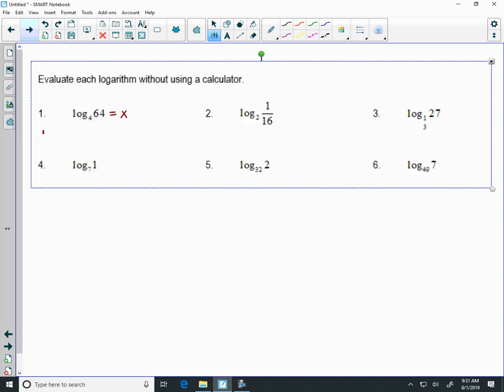So here I'm going to do 4 to the x is equal to 64. And then I'm going to switch that up. 64 is, let's see, 64 is 16 times 4. And 16 is 2 4s. So 64 is 4 to the 3rd. So here our x equals 3.